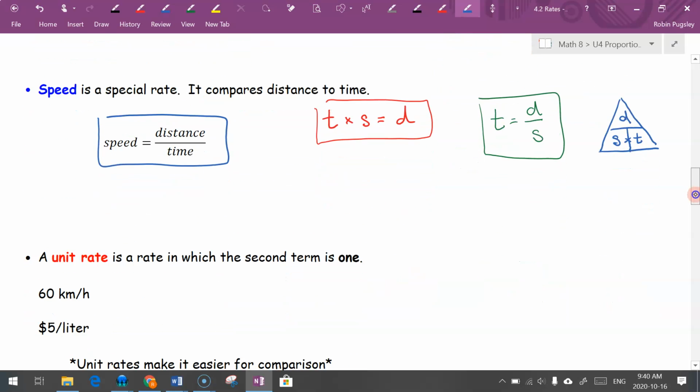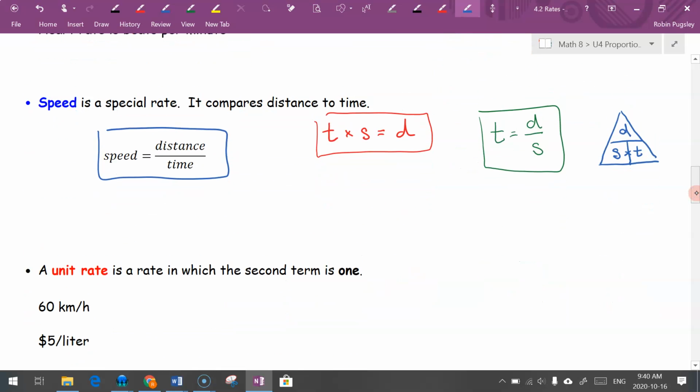Okay. What is a unit rate? A unit rate just means the second term is 1. Okay, it means as compared to 1. Right? So 60 kilometers per hour, as I talked about earlier, just means I have 60 kilometers every 1 hour. $5 per liter means it costs $5 per 1 liter. Right? So you can always make it a fraction. You just put the number 1 on the bottom.